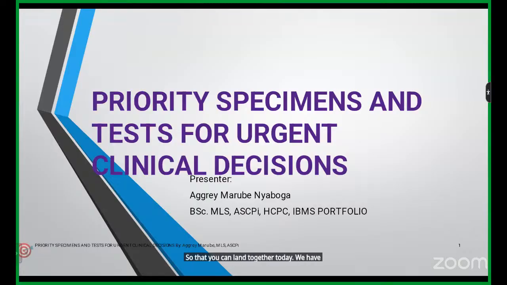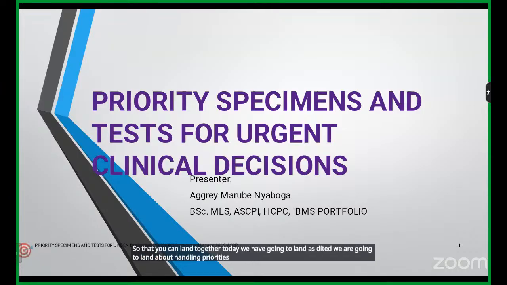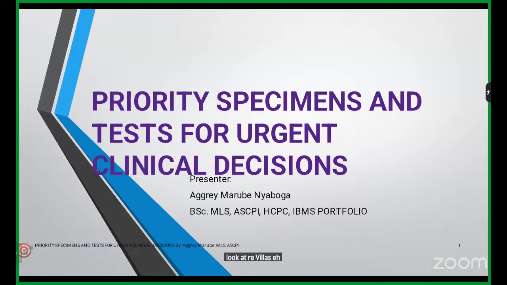Today we are going to learn about handling priority specimens and tests for urgent clinical decisions. This is a very crucial topic because this is life-saving knowledge that we need to have so that at least we can play our role and God does the rest. So we're going to look at various issues on priority specimens and urgent tests, priority tests for urgent clinical decisions.